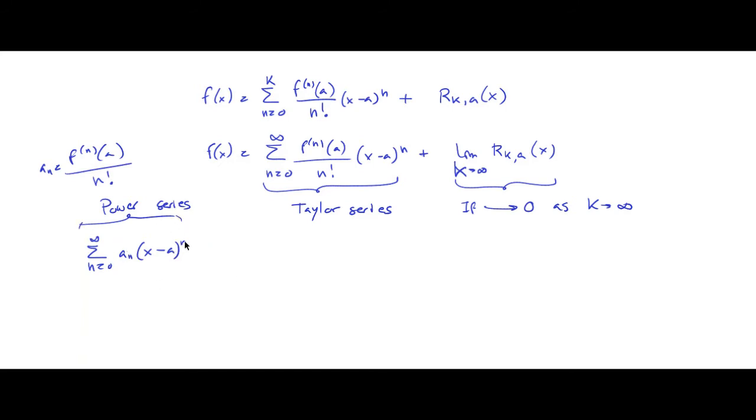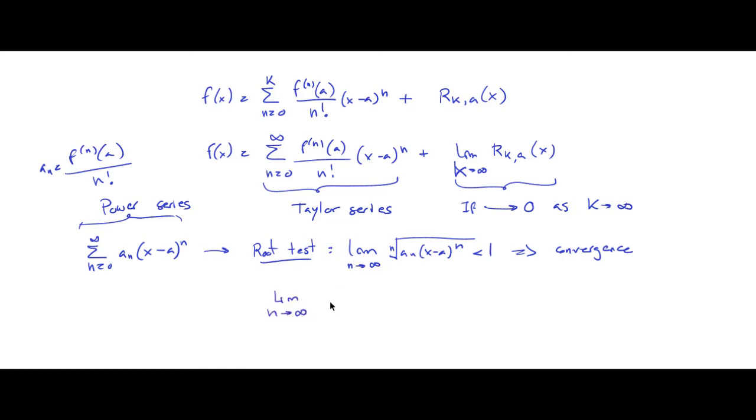Now where is this convergent? We can apply the root test, right? The root test says that this is going to be convergent if the limit when n goes to infinity of the nth root of a_n times (x minus a) to the n is smaller than 1. Okay, that implies convergence. Now let's compute this. This is the limit when n goes to infinity of the nth root of a_n times the absolute value of x minus a. It has to be smaller than 1.